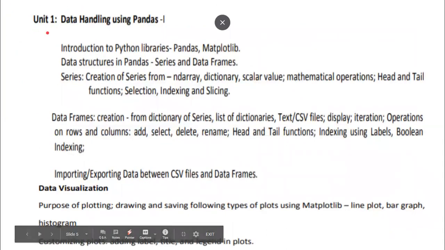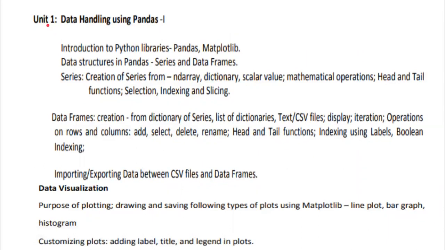Now, what are all the topics in unit 1, that is data handling using Pandas 1. First is the introduction to Python libraries, Pandas, matplotlib, that is mathematical plot library. Then data structures in Pandas: series and data frames. Then the creation of series from ND array, dictionary, scalar value, and what are all the mathematical arithmetic operations we can do, and what are all the functions and how we can work with the series. That is called selection, indexing, and slicing.